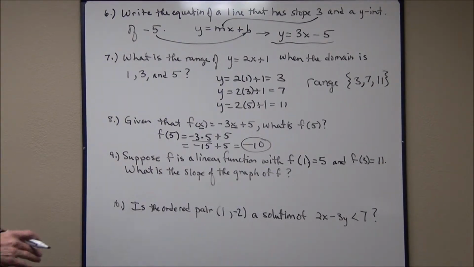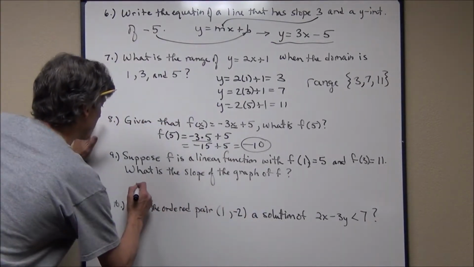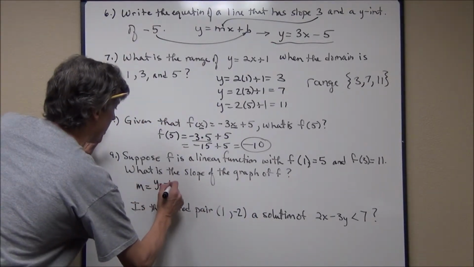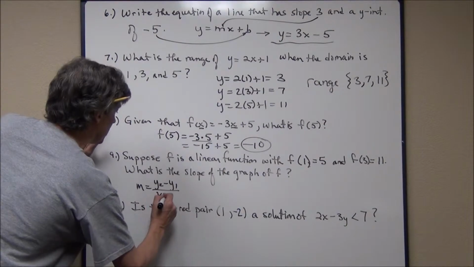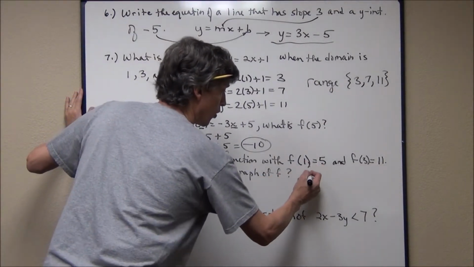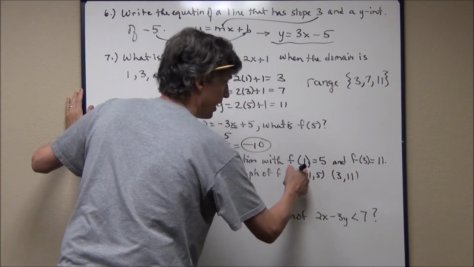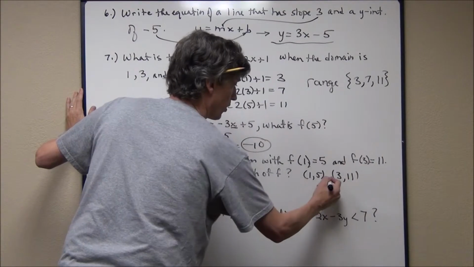Now, I don't want to graph this. I'm going to use the slope formula, which I did just a little bit ago. Remember, the slope formula was the difference in the y values over the difference in the x values. It's the rise over the run. And in this case, my ordered pairs are (1, 5) and (3, 11). Remember, these are the x's, and these are the y's that correspond.